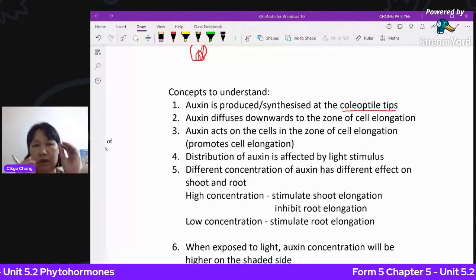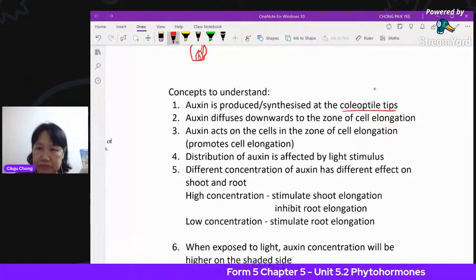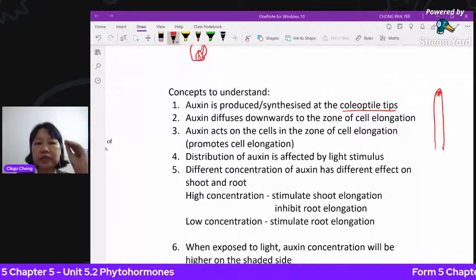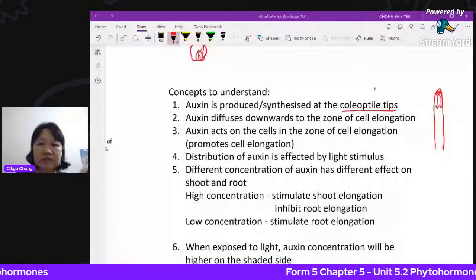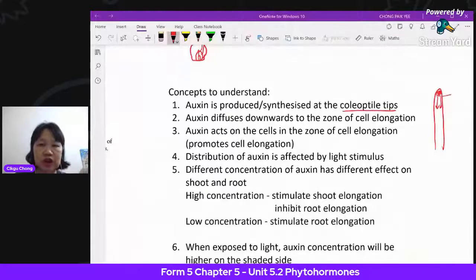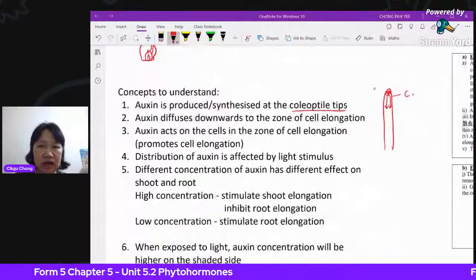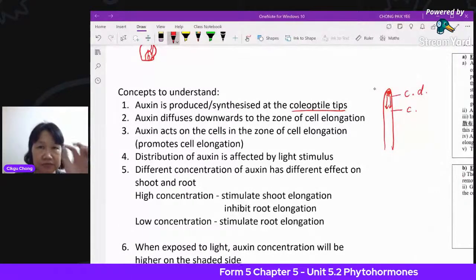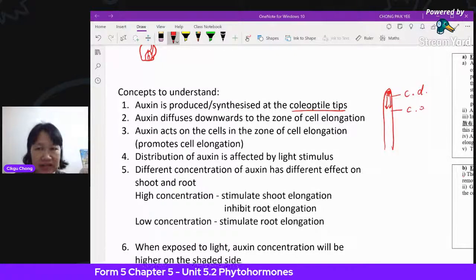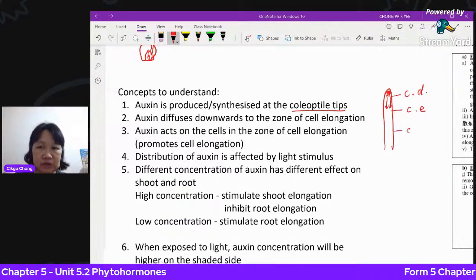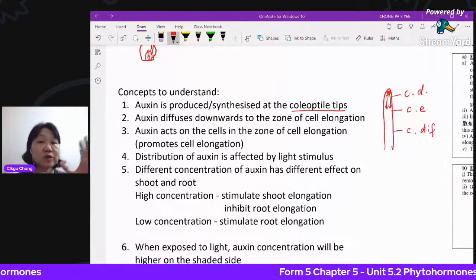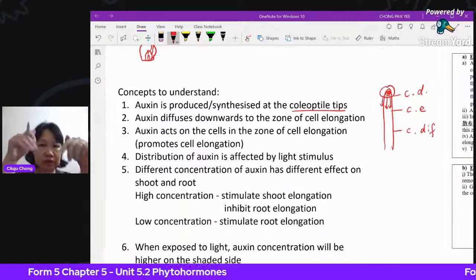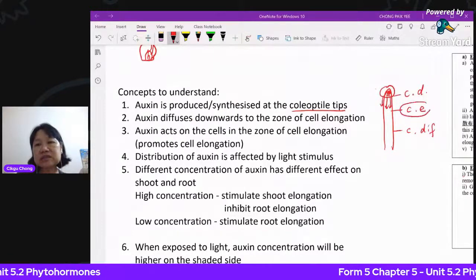Number two, the auxin is produced at the tip. Let's say this is the coleoptile, the tip here. When it's produced, it's going to diffuse downwards. And remember the zones: first you have the meristem, the zone of cell division. Remember the first part there? The second part is the zone of cell elongation. And the next one is the zone of cell differentiation. Remember the three zones? So this auxin that is produced in the coleoptile will diffuse downwards and go to the elongation zone.